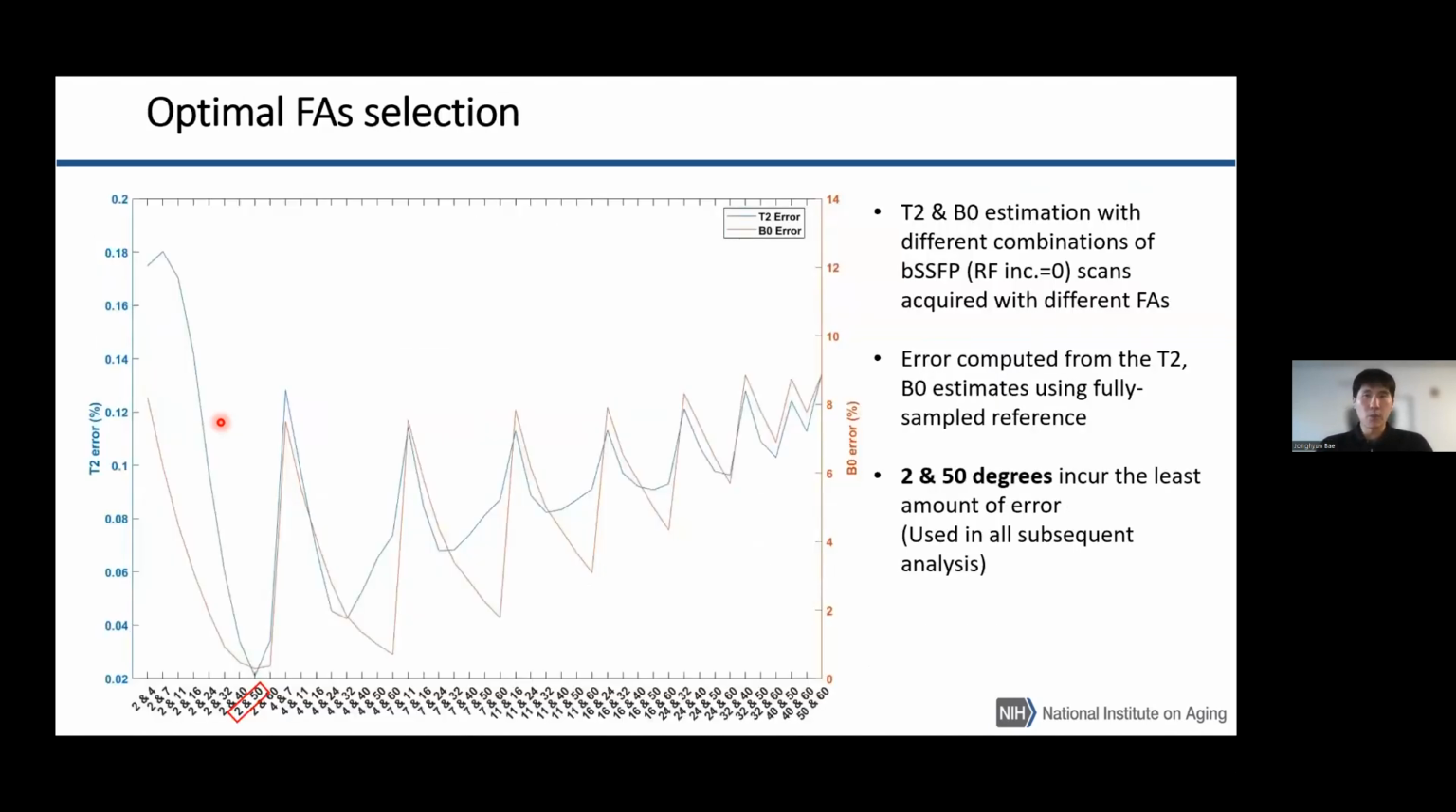But first, to perform the undersampling in the data domain, we must choose 2 flip angles out of 10 in the fully sampled case. So we tested the optimal selection of flip angles by computing the error of T2 and B0 maps between those from reference, which were fully sampled, and those from different combinations of FAs. As shown in this error plot here, we found that selecting flip angles of 2 and 50 degrees resulted in the least error. So we adopted this selection for the undersampling pattern in data space.